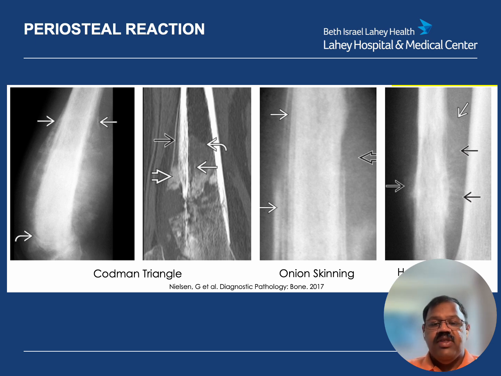essentially tethering the periosteum to the cortical surface of the bone because of underlying tumor that's pushing the periosteum up off of the cortical surface of the bone. Again, hallmark signs of a malignant, rapidly growing tumor.